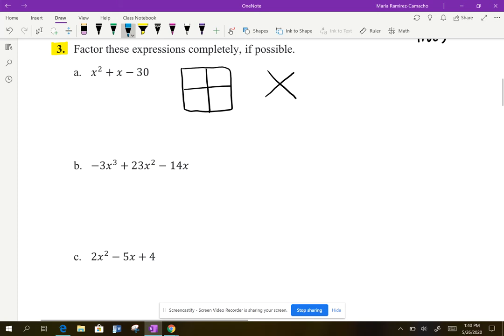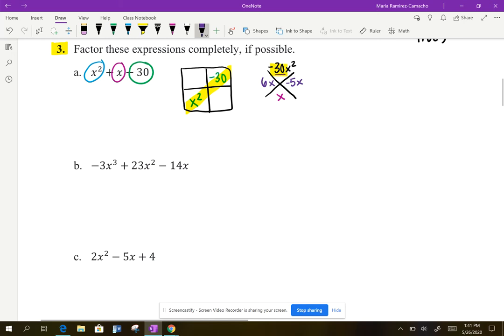The x squared term always goes in the lower left corner, and your constant term goes in the upper right corner. We multiply these together to get the top of the diamond. And then we take that x term and it goes on the bottom. Now we've got to figure out what two numbers multiply to -30 and add to 1. Those numbers are 6 and -5.